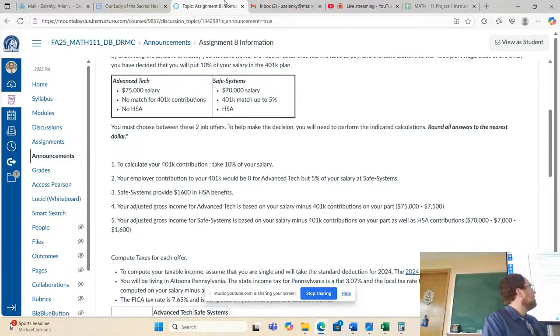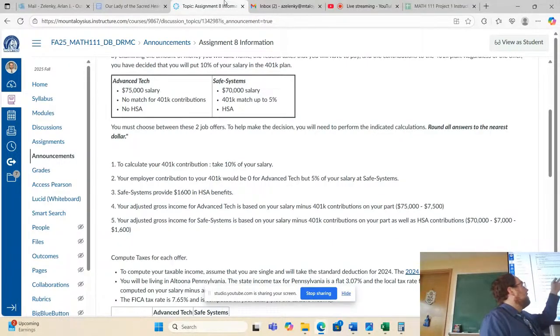For Advanced Tech, you would have to put in 10%. For Safe Systems, you would only put in 5%. Well, would you still put in 10% and they're putting in 5%? Yep. So you're still going to put 10% in, but then they'll put 5% in for Safe Systems. So would you subtract whatever their percent is, or would you just put their 10%? It would be their 10%.